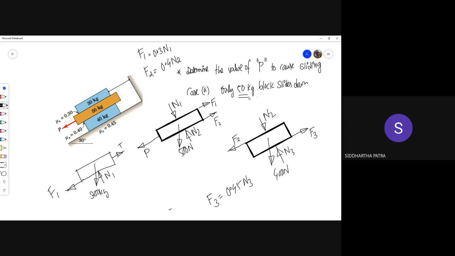So we are starting with this assumption that the middle block is sliding down. If we consider this case, both of these are limiting friction. Sorry, this third one is not the limiting friction, because F3 must be less than or equal to mu s times N3. So we'll start with the assumption that these two are limiting frictions, calculate the forces required, and then check the ratio of F3 and N3. If the ratio is less than the static friction, 0.45, then our assumption that only the 50 kg block slides down is correct, and we'll go with that.